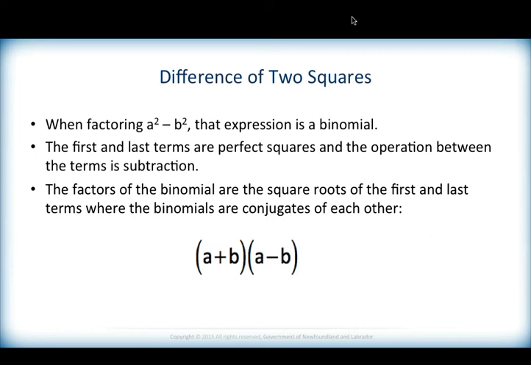The factors of the binomial are the square roots of the first and last terms, where the binomials are conjugates of each other. So all you have to do in this example is take the square root of your a term and the square root of your b term, and that is what gives you your factors. And the way they say conjugates, that means there's the opposite operation. So one factor is going to be a positive and one factor will be a negative. So it's going to be addition and a subtraction.